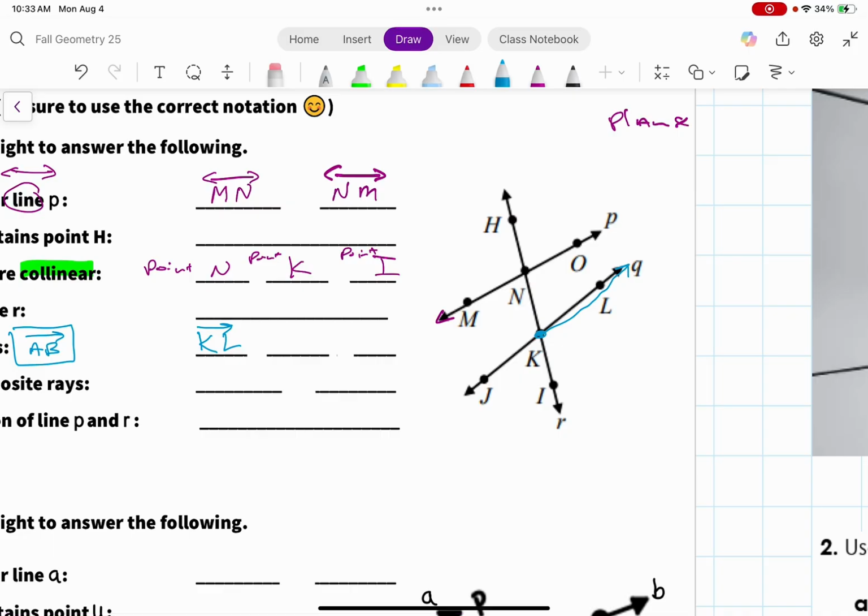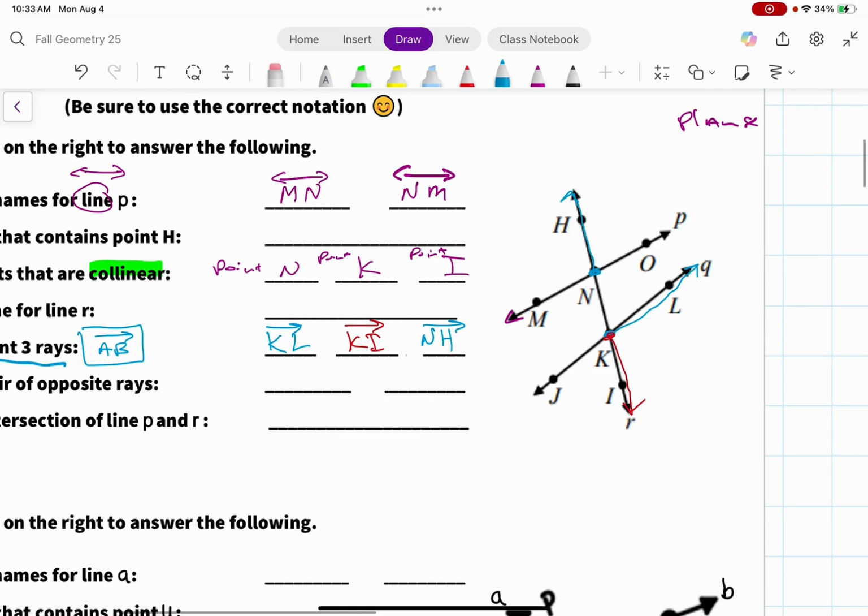Do not include Q because Q is a cursive letter. That's not what we want. Another one we can draw is going to go right. We're going to use K and then I. I'm just focusing on K for now. If you want to pick a different one, you can go with N, and then you can pick H. So N and then H. That's another one you can pick, but your arrow has to point to the right. Always remember that, so don't forget.